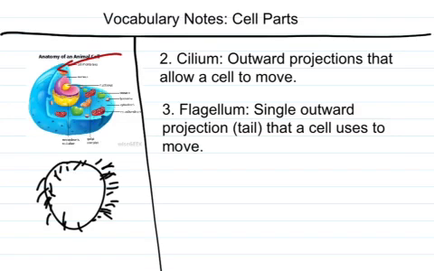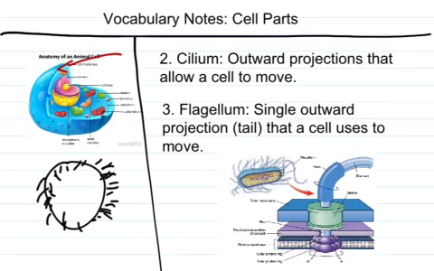The last one is the flagellum. Flagella are single outward projections, or projection. Looks like a tail. So cilia look like hairs, and the flagellum looks like a tail. And not all cells have these, by the way. It's just cells that need to move around that can have cilia or flagella. So here's a picture. So you see that this cell has a tail right there. Sometimes bacteria need this, or single-celled organisms, because some organisms, like I said, are just one cell big.